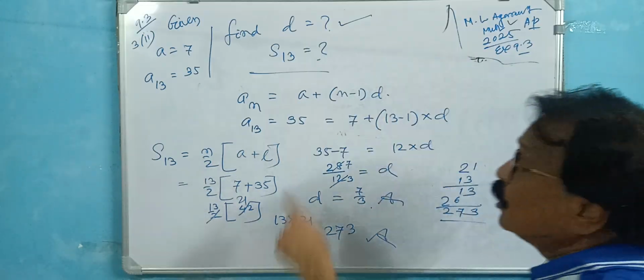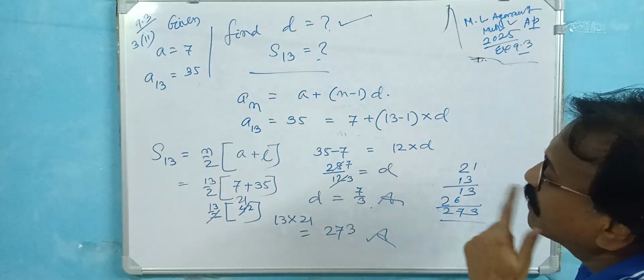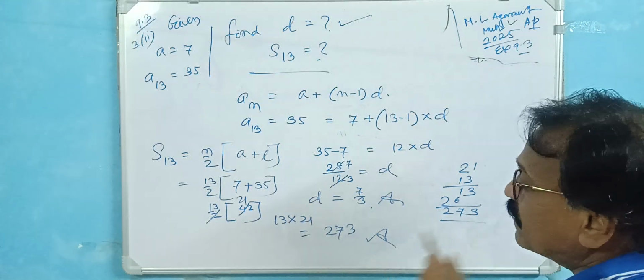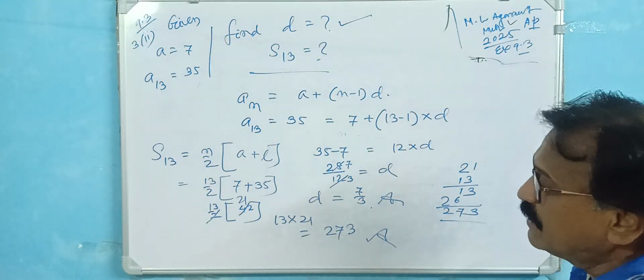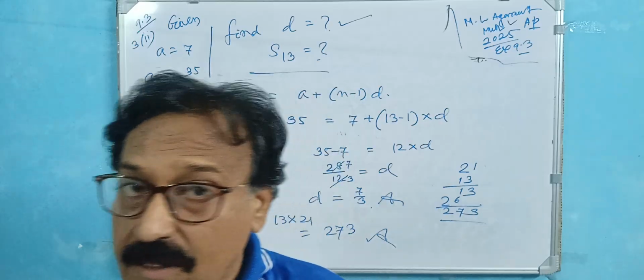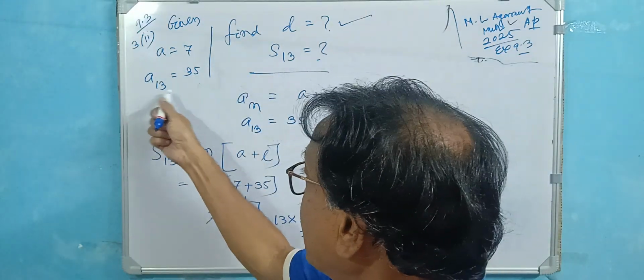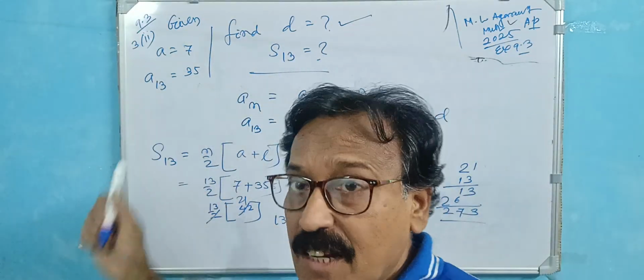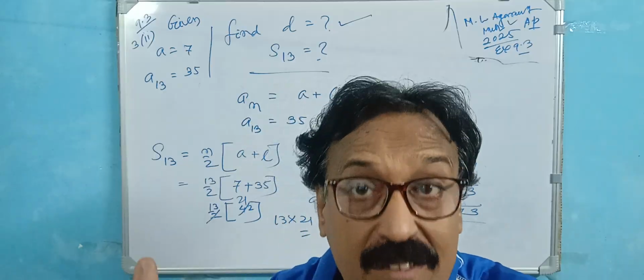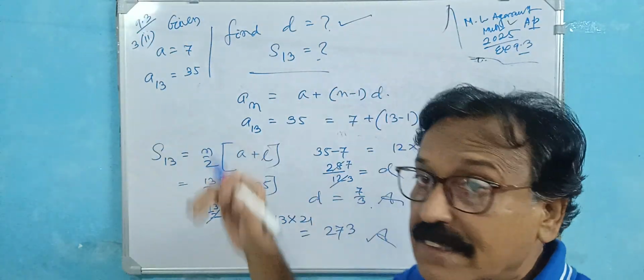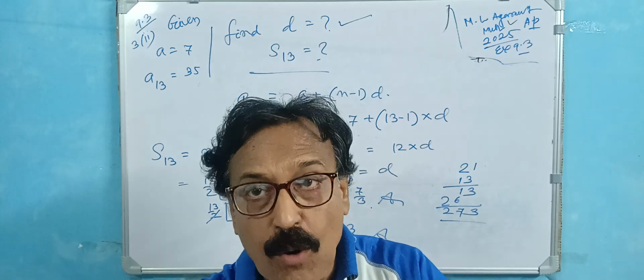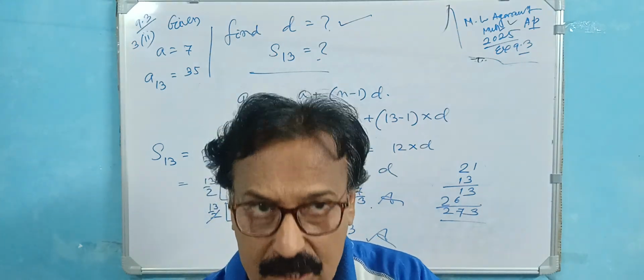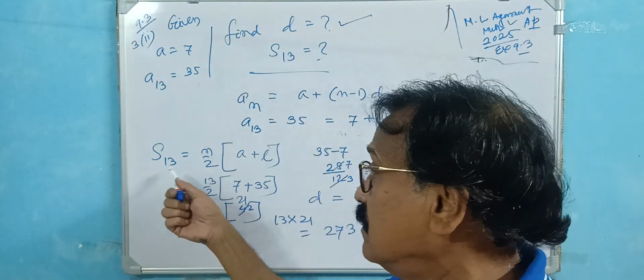So find the value of d is this, and find the value of S13 is this. Clear? Very important thing: what is the difference between a13 and S13? a13 means the value of the 13th term, and S13 means the total value of the sum of the total 13 terms.